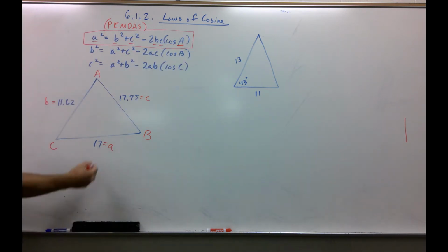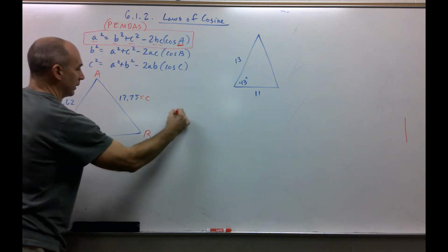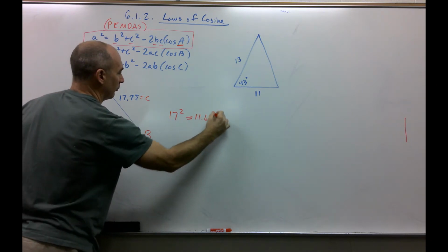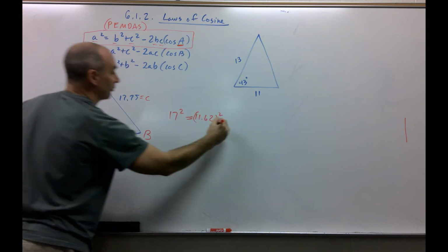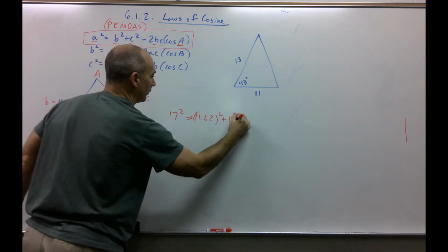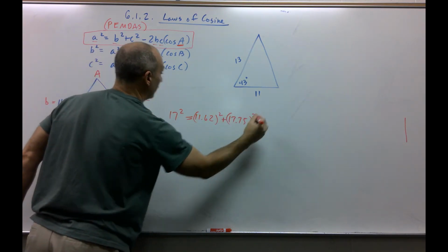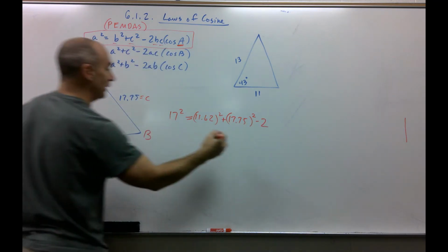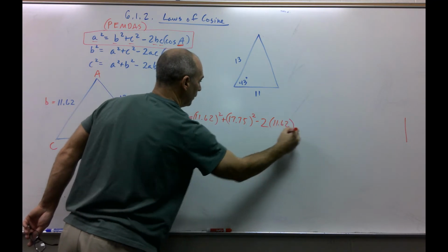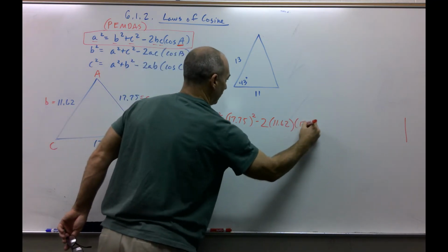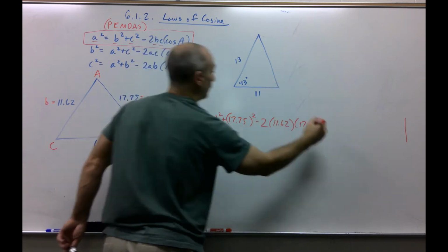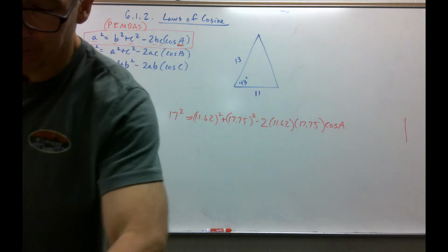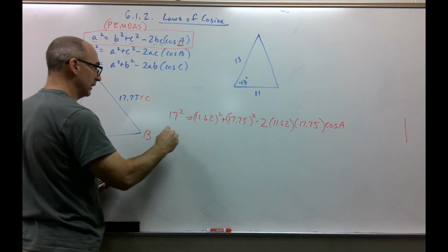So here we go. We're going to go a squared equals b squared, 11.62 squared. You can see these are going to be calculator specials, plus c squared, 17.75, minus 2 times b, 11.62, times c, 17.75, cosine of angle A. And you're like, whoa, yep, I agree. But it's going to clean up pretty nice.